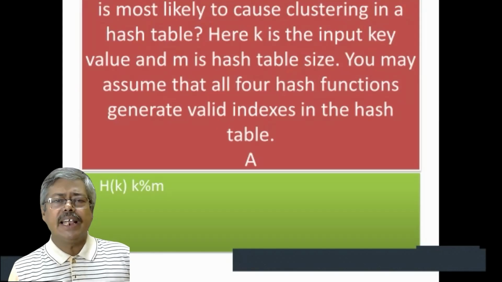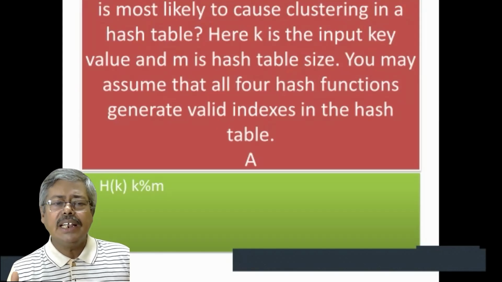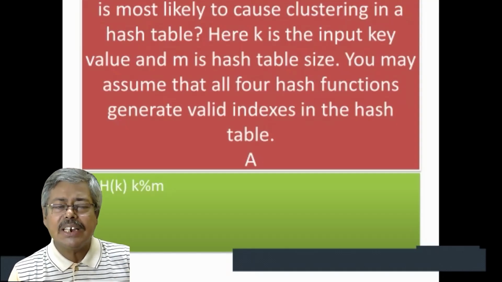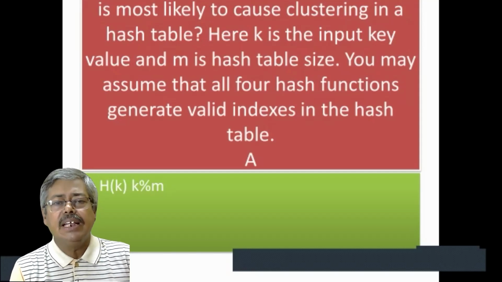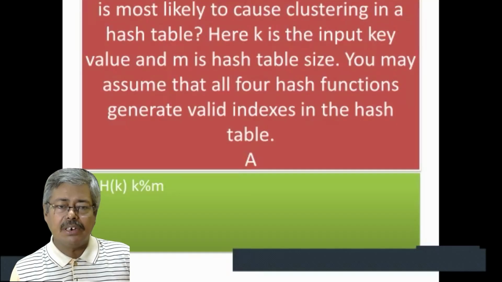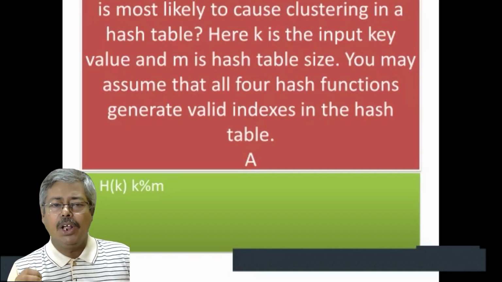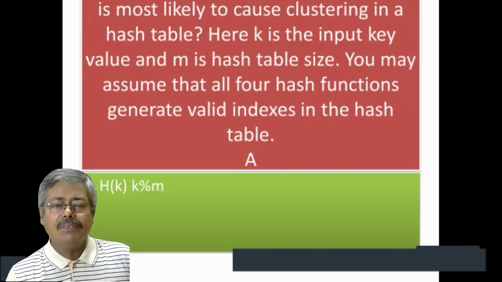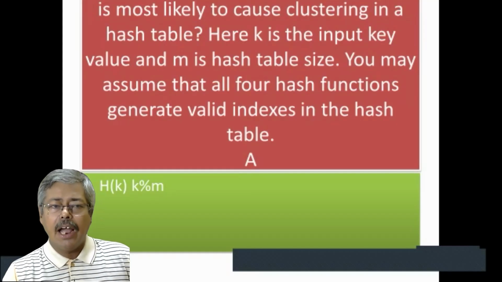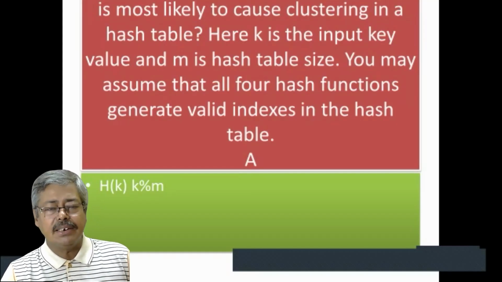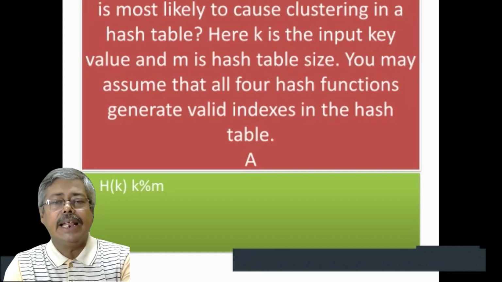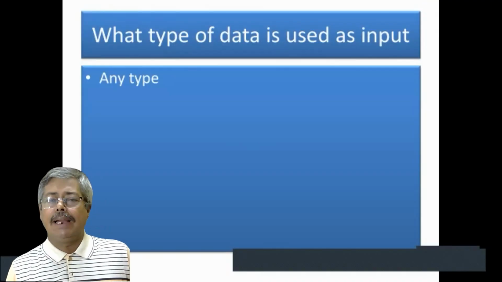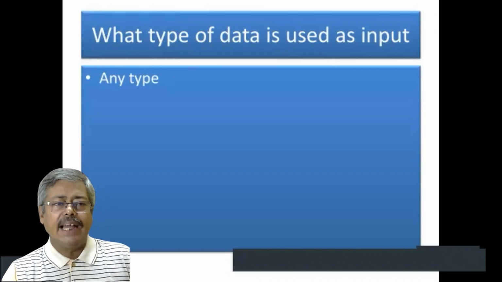What is most likely to cause clustering in a hash table? Clustering is an obstruction. When a hash function generates clustering, it is a main difficulty of the hash function. This is the hash table where we generate the hash function by h(K) = K mod M, where the input key is K and M is the size of the hash table. What type of data is used as input value? Any type of data we can use as input value.